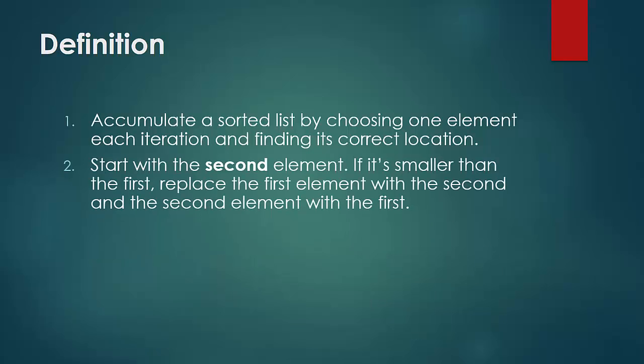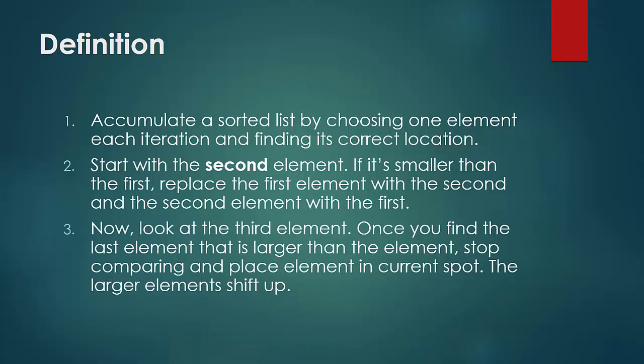So we're going to start with the second element. If the second element is smaller than the first, you're going to replace the first element with the second and the second element with the first. So essentially you're going to see a swap. This is very similar to the beginning of bubble sort, if not actually the same. You're going to compare the first two elements and swap them if necessary. So now what you have essentially is a two-element sorted list.